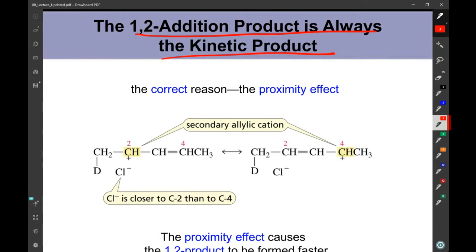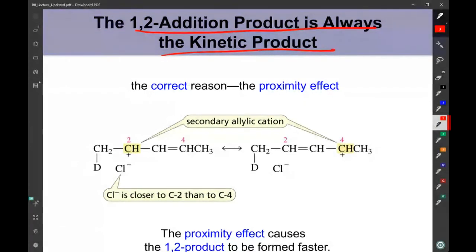Okay. Now we need to understand why the 1,2 product is the kinetic product. That's what we need to do. And to understand why the 1,2 is a kinetic product, we need to think about the reaction mechanism as usual. I always talk about that. We need to think about the reaction mechanism.